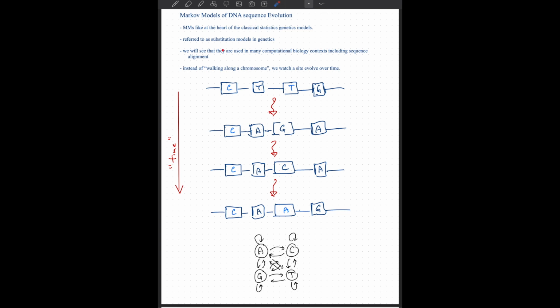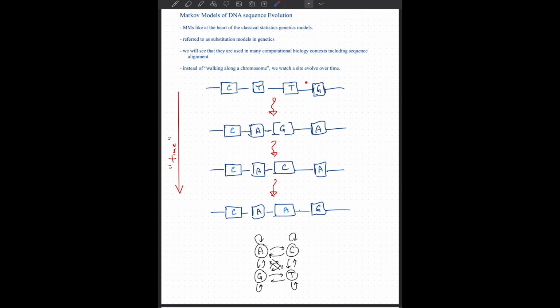So usually these models for sequence evolution are referred to as substitution models in genetics. But there's also a lot of computational biology contexts where we also need Markov models that capture how sequences evolve, and that's going to be the subject of the end of today's lecture and next lecture, where we look at phylogeny, molecular evolution, and sequence alignment.